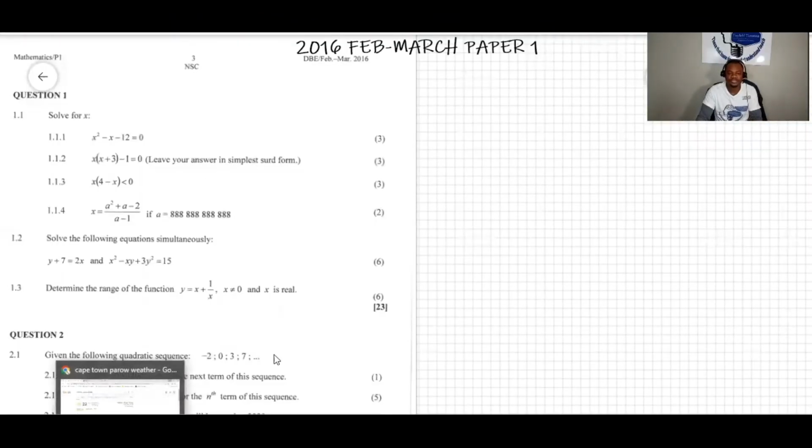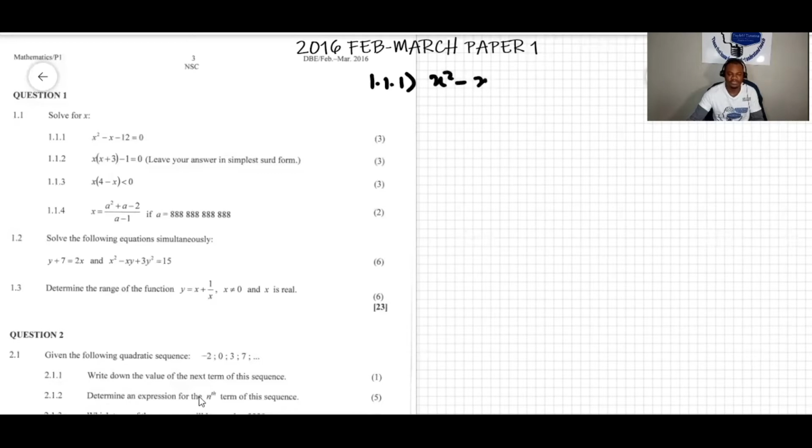Well, we have a question here. Question 1.1 says solve for x, and then question 1.1.1. I'll write the question over here. 1.1.1 is x squared minus x minus 12 equal to 0. So now the question says we need to find the value of x. Okay, solve for x. So calculating the value of x or the values of x.